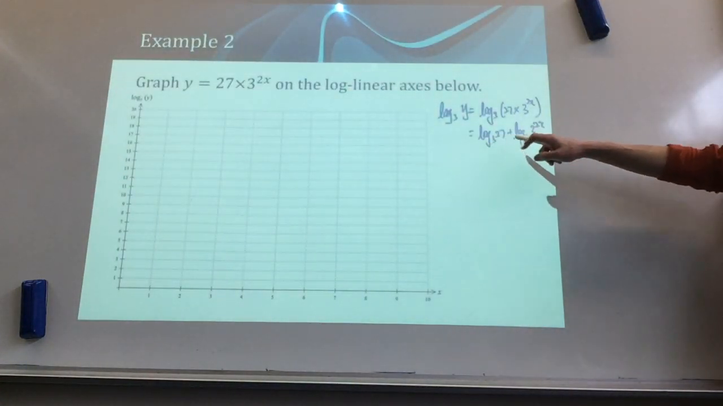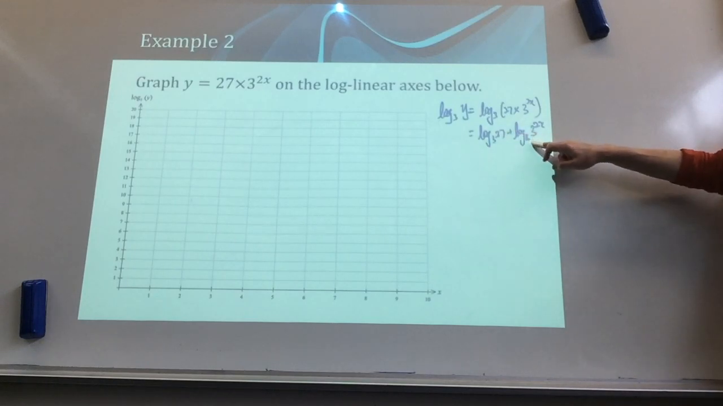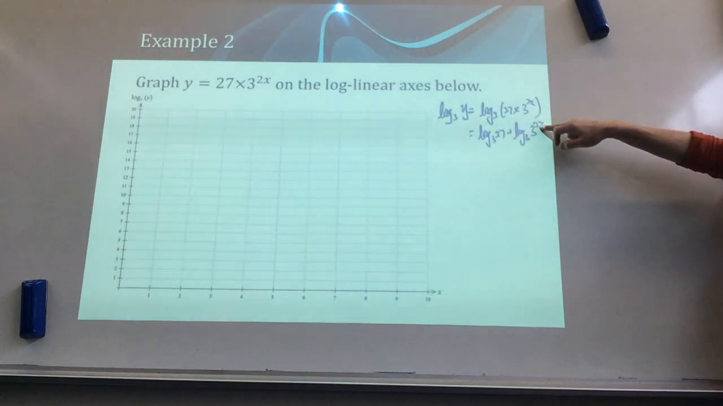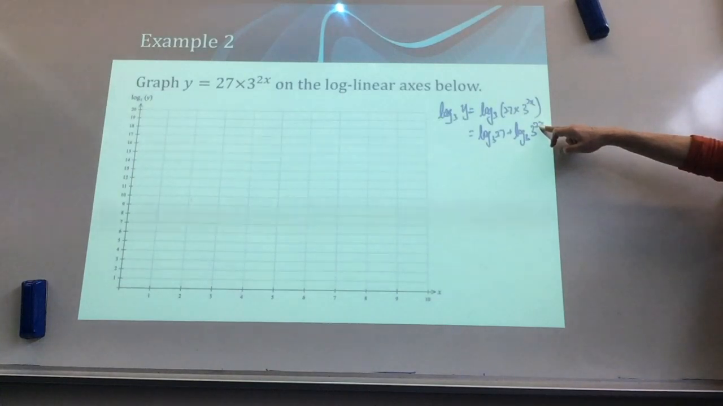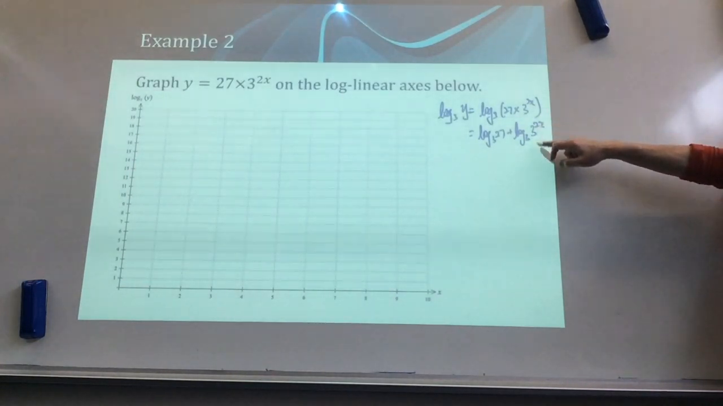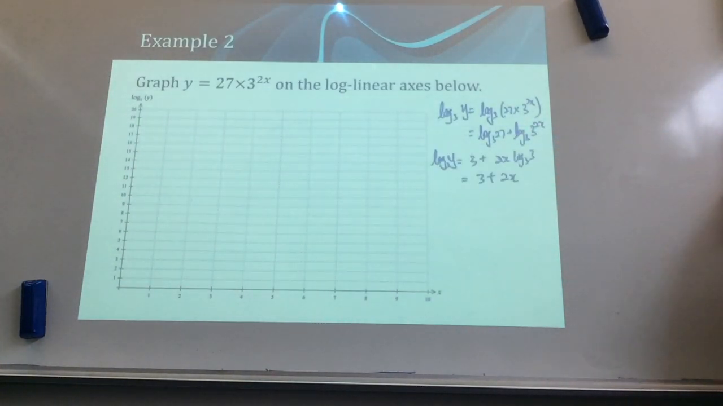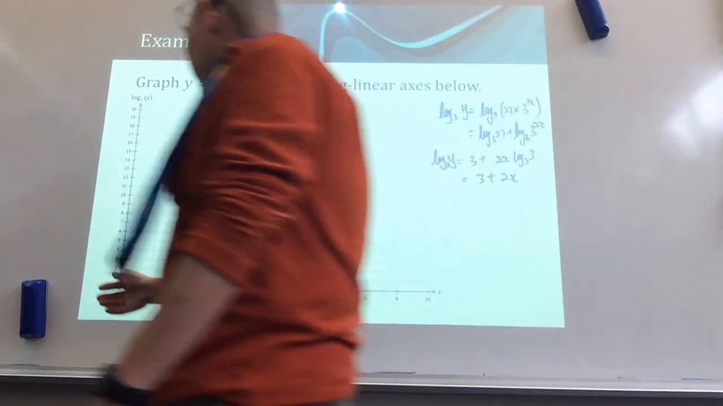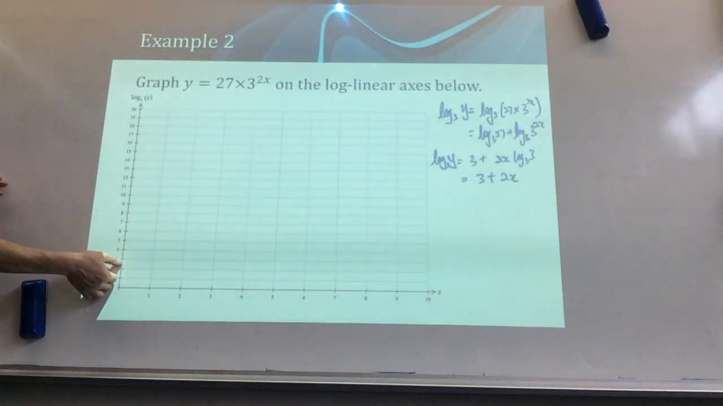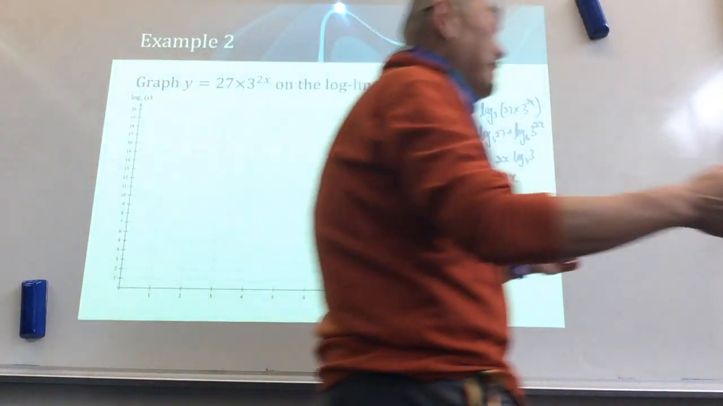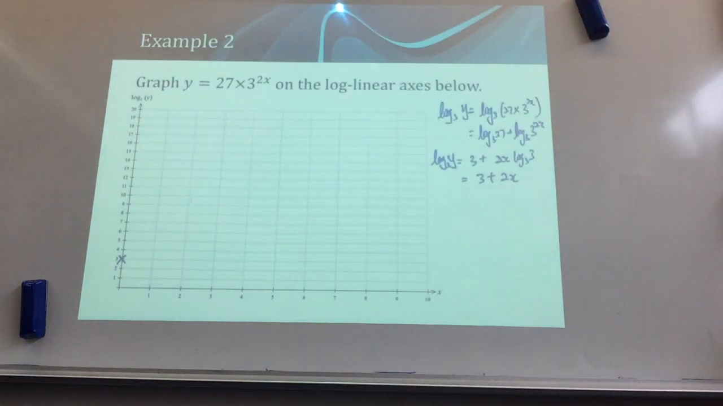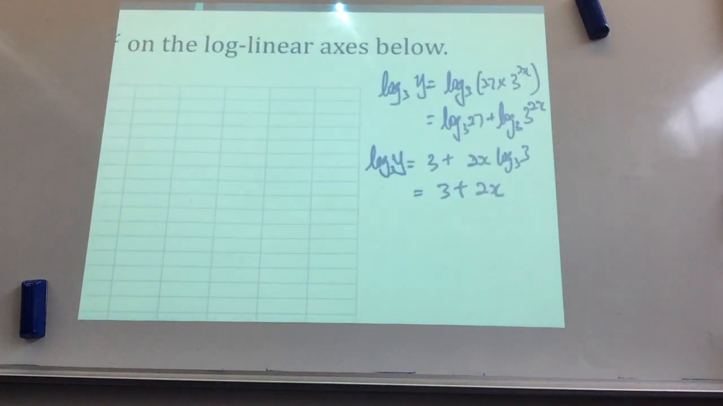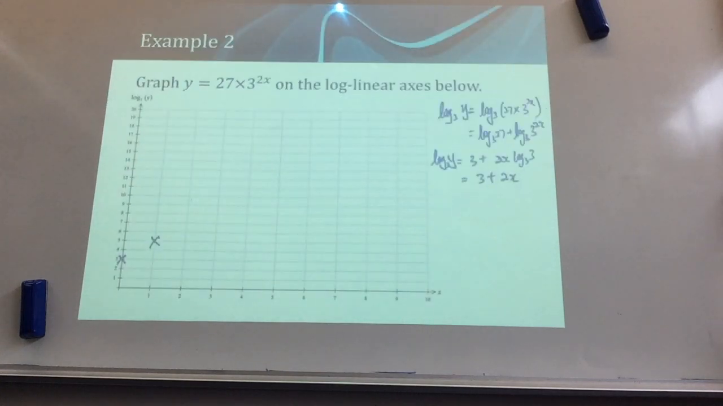That is actually log of 3 to the power of 2x plus log 3, correct? 3 to the power of 2x, yeah? Which is 2x plus 3. So let's just say log y is 3 plus 2x, or 2x plus 3. And then of course, here you can start off with the y-intercept is 3, and keep going x, x, x until you get the points and you can draw a straight line.